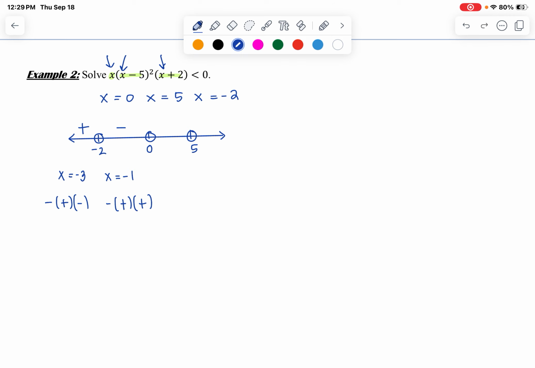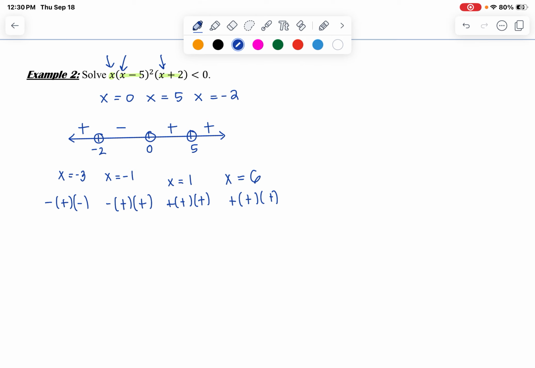x equals 1 is in between 0 and 5. I plug in a 1. My second value is always positive because I'm squaring it. 1 plus 2 is positive. This is a positive number. So those are positive. And then a number bigger than 5 is 6. So I get a 6. That's a positive number. And this is always positive and positive. So I have positive solutions, then negative, then positive, then positive.